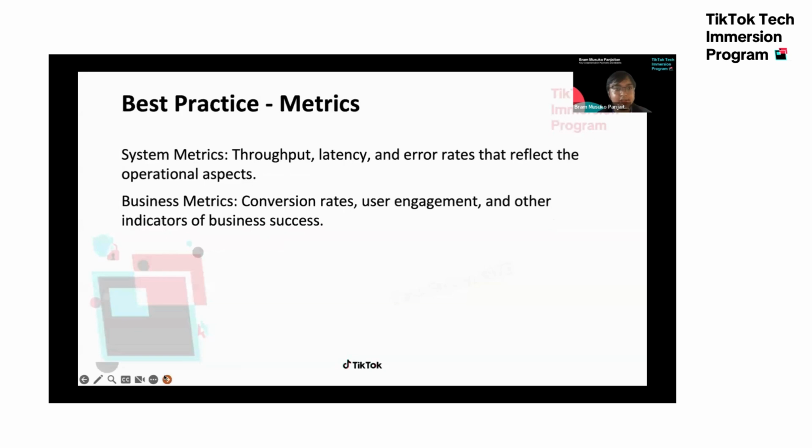Like this. There's also metrics. There are two types of metrics. System metrics usually measure the throughput, latency, and error rates, and that reflects the operational aspects. So usually developers use these metrics more. And there are also business metrics, for example the conversion rate, user engagement, and other indicators of business success. So the business team can use these metrics to determine which direction the system will go. Then the product will go also.